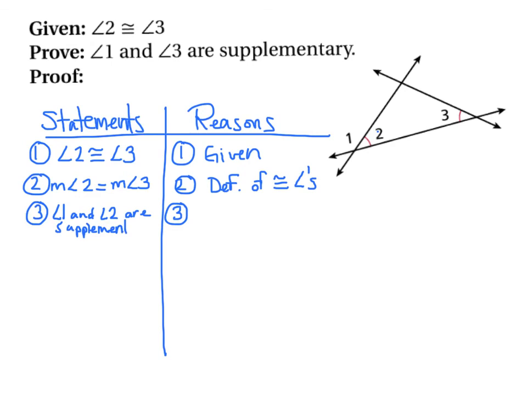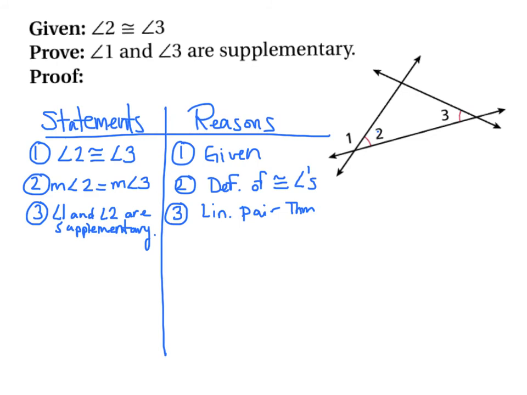In your bank of reasons, you just added the definition of a linear pair, or linear pair theorem. The linear pair theorem, remember what it states. The linear pair theorem states that if you have two angles that form a linear pair, we know they're supplementary. So we can say angle 1 and angle 2 are supplementary because of the linear pair theorem. We know they're a linear pair because a linear pair means they make a straight line.